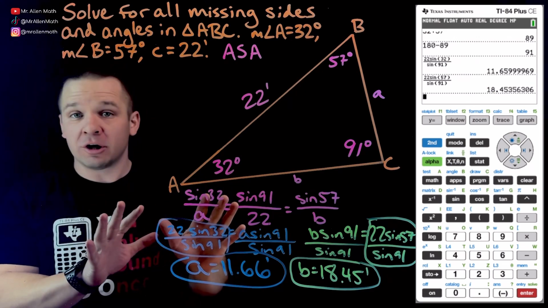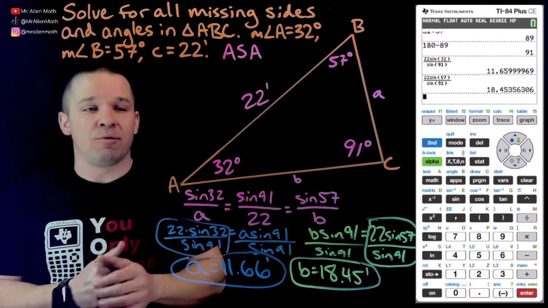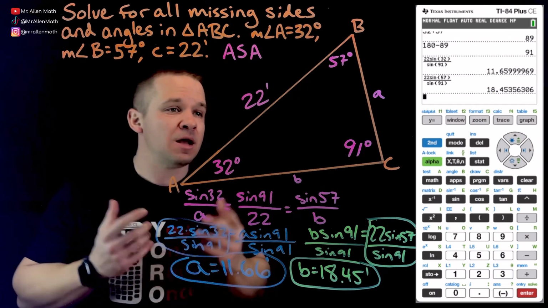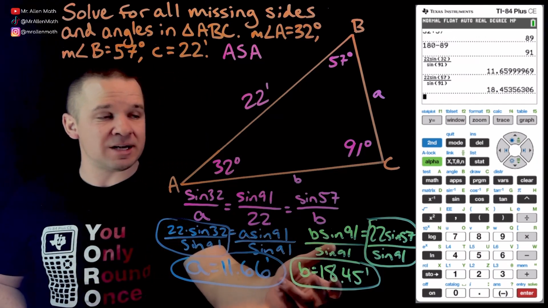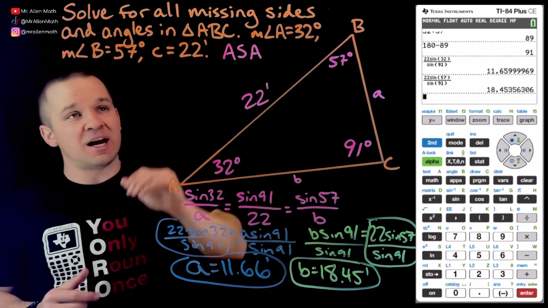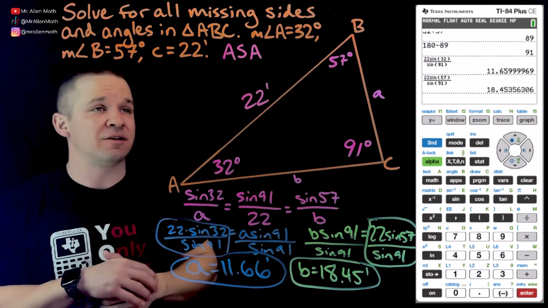So I feel pretty good about this one, that I didn't make a mistake, and I'm ready to move on to the next problem on that test. You know what I mean? All right, so there we go. We got two missing sides, missing angle. All the sides and angles are accounted for in this angle side angle situation.